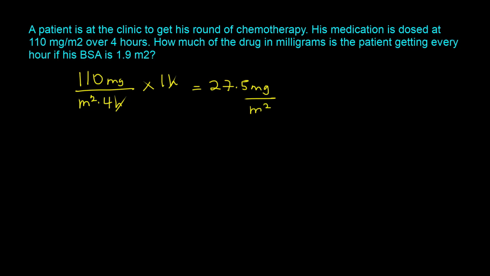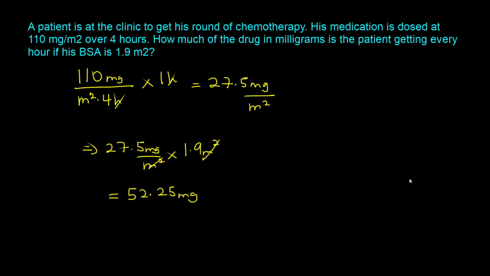So we can go ahead and find the amount in milligrams that the patient is getting by taking the 27.5 milligrams per meter squared and multiplying that by the body surface area, which is 1.9 meters squared. So the meter squares cancel out, and we end up with 52.25 milligrams.